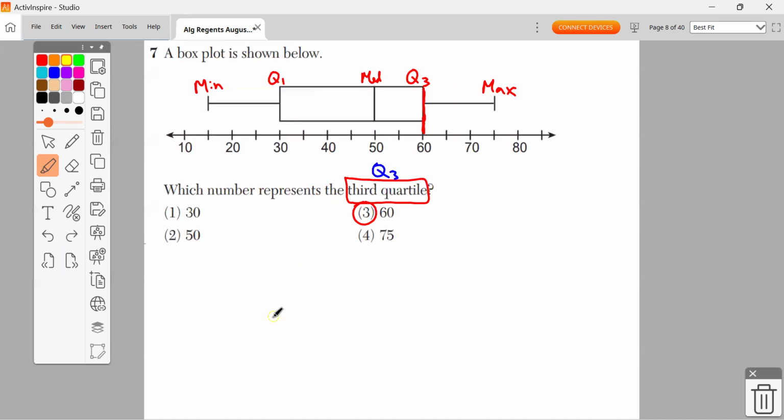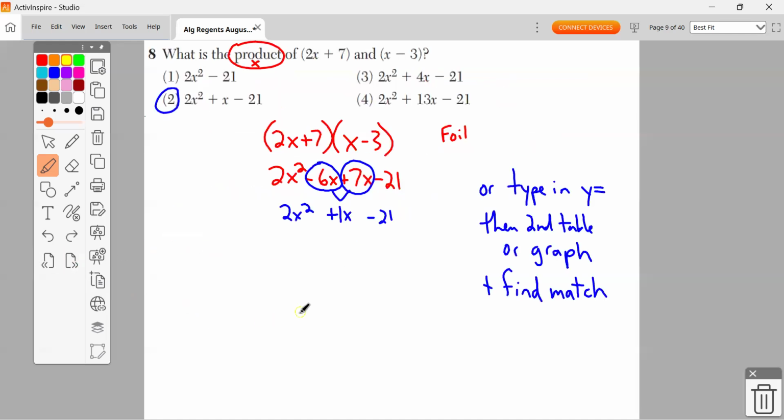In question number 7, a box plot is shown below. Sometimes they call it a box and whisker plot. Which number represents the third quartile? The third quartile is this right-hand side edge of the box. So that's at 60. Remember that this is your min, this is your Q1, this is your median, Q3, and max, and that comes from your 5-number summary.